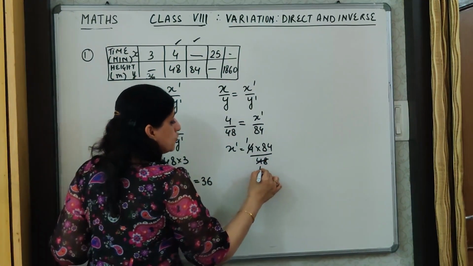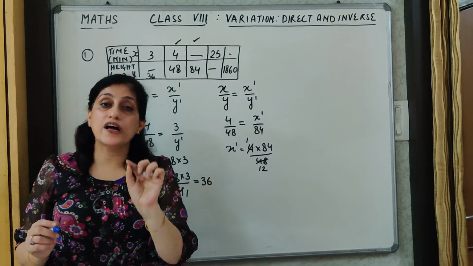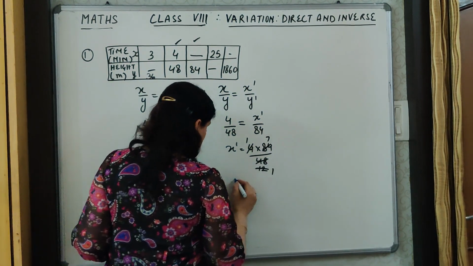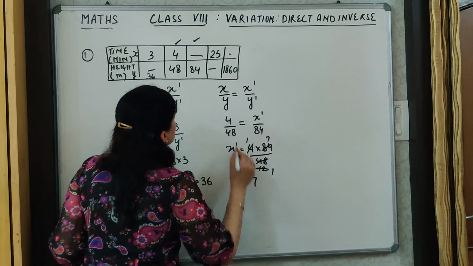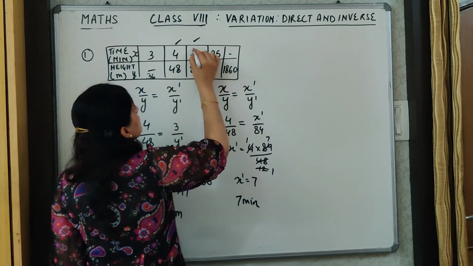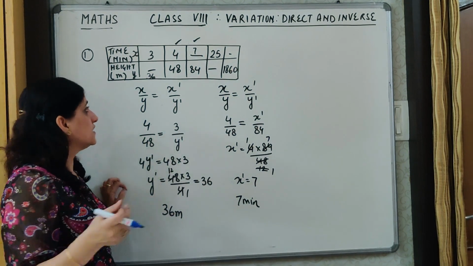4 ones are 4, 12s are. And if I use the table of 12, 12 sevens are 84. So I get 1 and 7. And my x dash becomes 7, which is equal to 7 minutes. So this will be 7. I hope you are getting it.